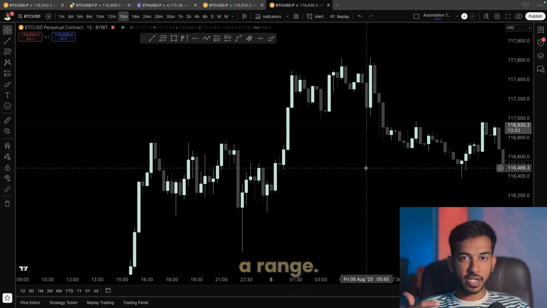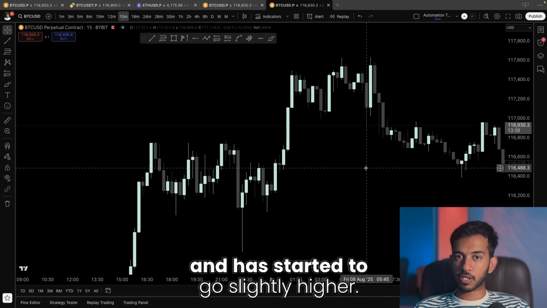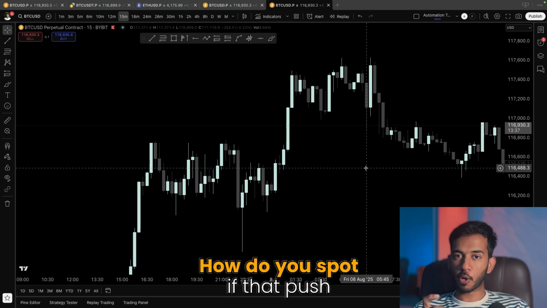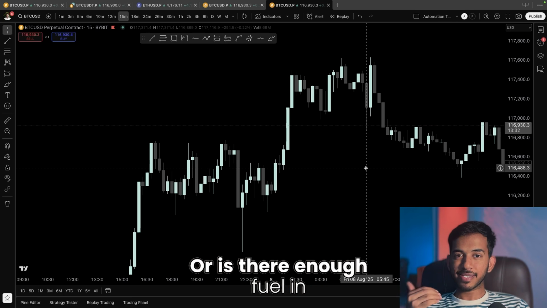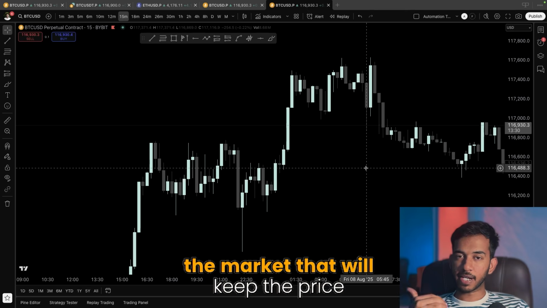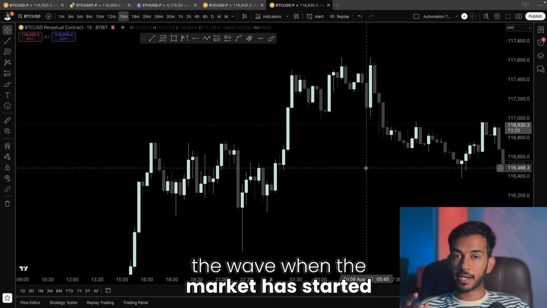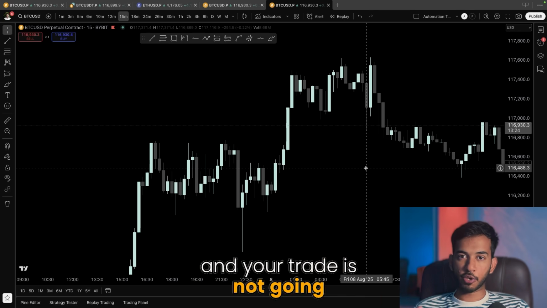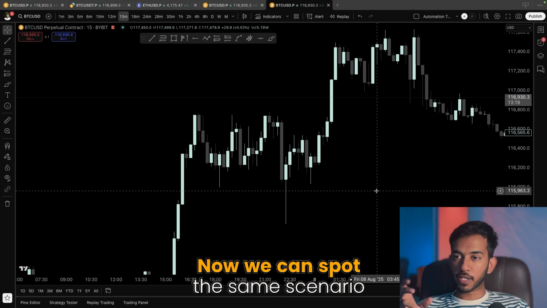The market was in a range, it pretty aggressively went towards the downside and has started to go slightly higher. How do you spot if that push towards the upside is a fake move, or is there enough fuel in the market that will keep the price going higher, and you will be riding the wave when the market has started to reverse and your trade is not going to be another trap trade? How do you find that out?